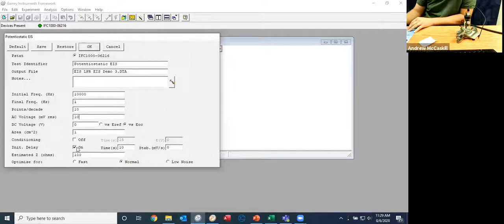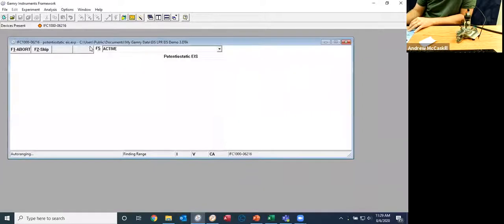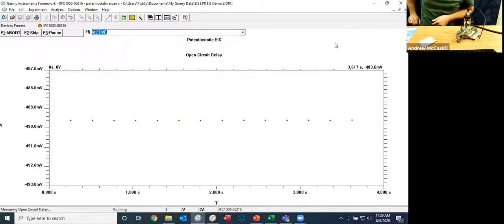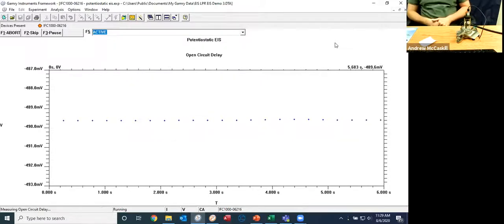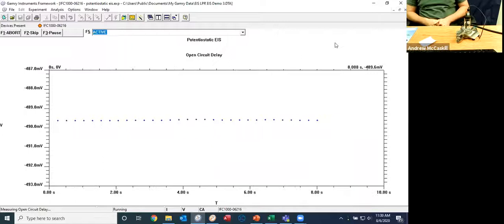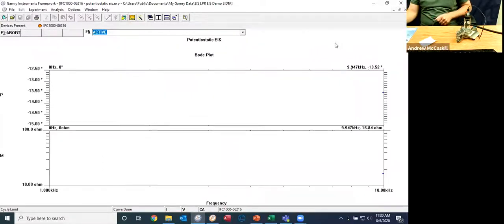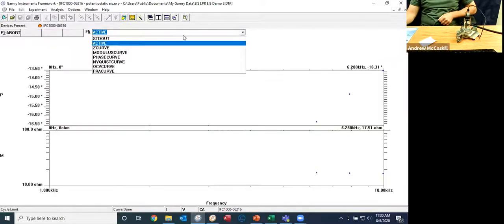Same thing down here with the initial delay. Everything revolves around open circuit. So we're going to take the open circuit measurement for about 10 seconds. I assume it's going to be nice and stable, and then we're going to start our measurements. So let's go ahead and get going on this. The first thing you're going to see here, again, is our open circuit potential measurement. And as we go along for about 10 seconds, it's nice and stable. And now we're collecting our data.